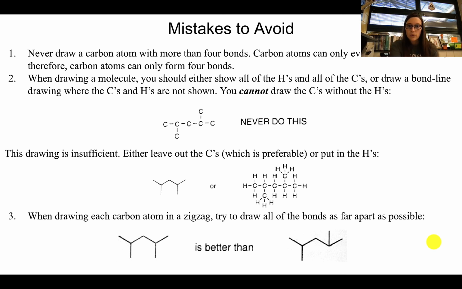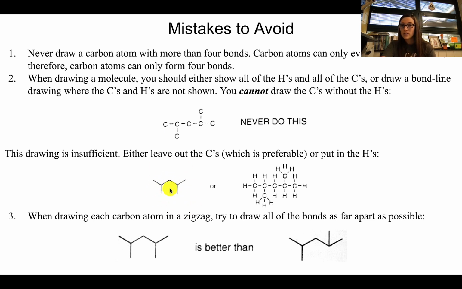When drawing a molecule, you either need to show all of the H's with all of the C's, or use a bond line drawing where C's and H's are not shown. You cannot show something like this, right? You cannot draw the C's without the H's. So if you want to show all of the C's, then you have to show all of the H's attached as well. So if you leave out the C's, you would use a bond line drawing like this.